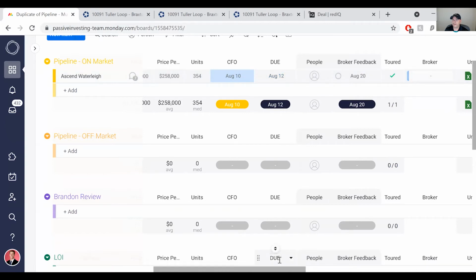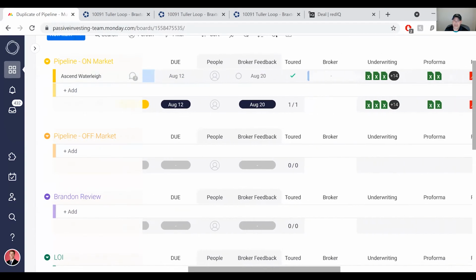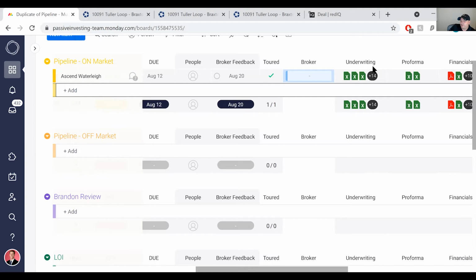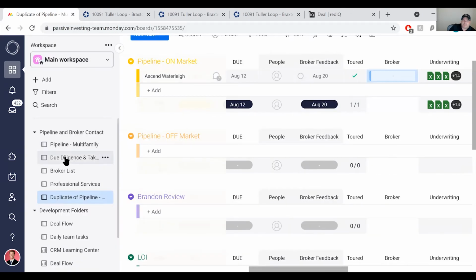And then we have broker feedback. If it's been toured, you can see that check mark. You can see the broker. Now, I don't think that transferred over, because I'm not sure it's tied to our CRM since it's a duplicate. But basically, we have a CRM that's also in this. It's a very light CRM. I wouldn't call it your Constant Contact CRM, but it's just a database of our broker list.